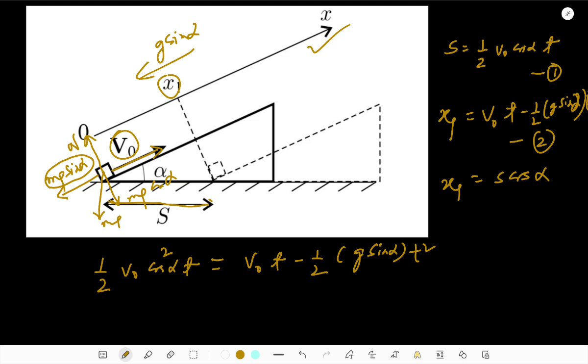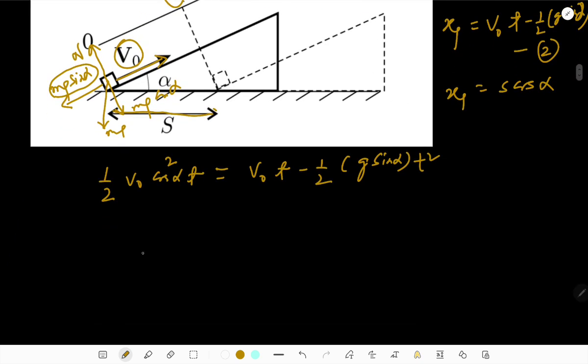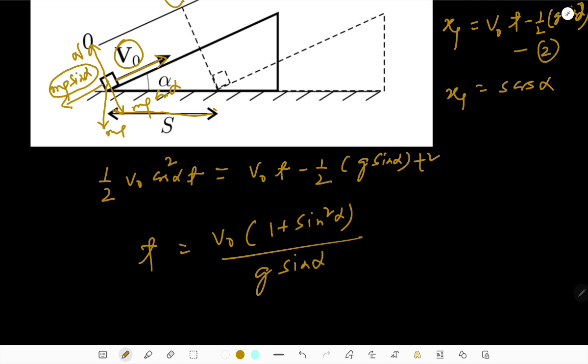Then I can get the value of t. Of course I can get the value of t, and I got it already. I got t equals v naught (1 plus sin square alpha) by g sin alpha, and the time I got. Now it's time to find out the velocity of the cube at the moment of its return to the starting point on the wedge.